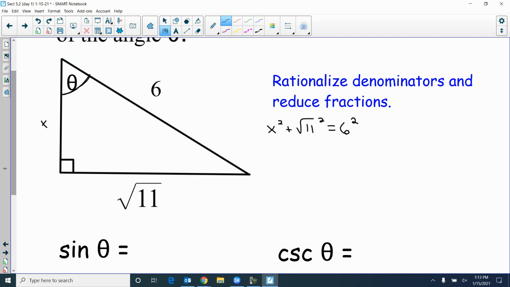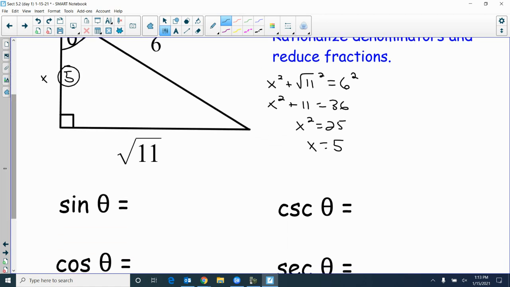All right, Nick, what'd you get? I see it there. 5. Because you're going to get x squared plus the square root of 11 squared, which is 11, equals 36. Subtract 11, 25. Take the square root, x equals 5. So we end up with a whole number there.